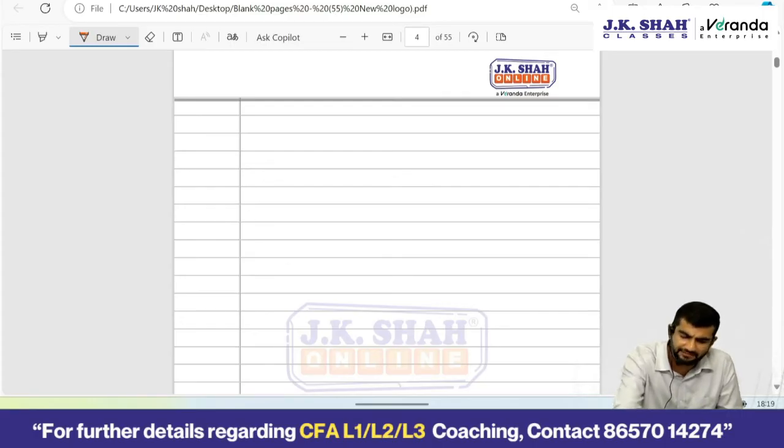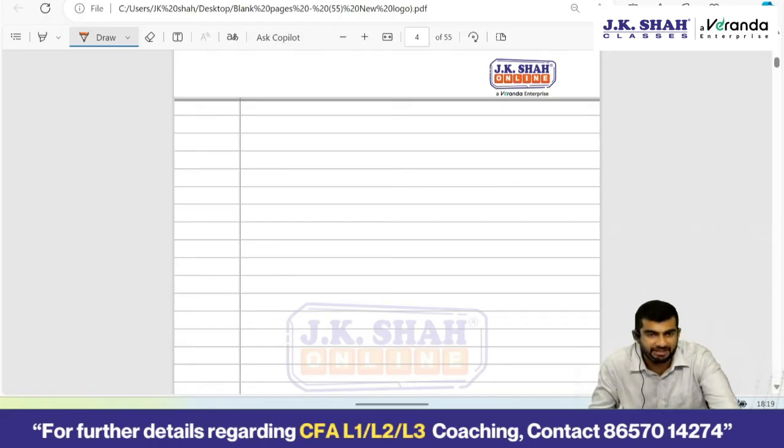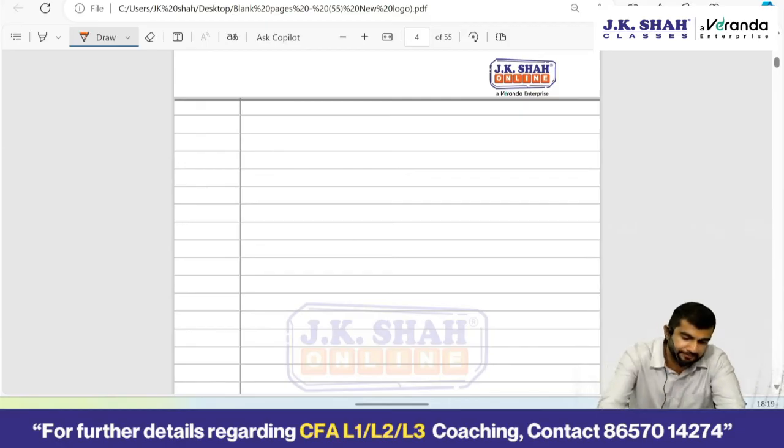Transfer payments. What are transfer payments? Subsidies and all. Pension payments given to ex-government employees. All these are called transfer payments. Transfer payments are unilateral in nature. I mean, the government won't get anything in return. Okay.